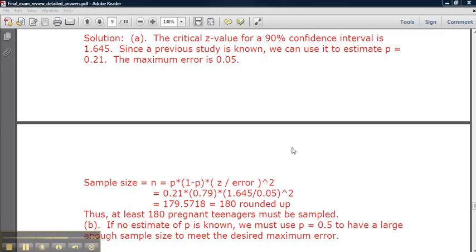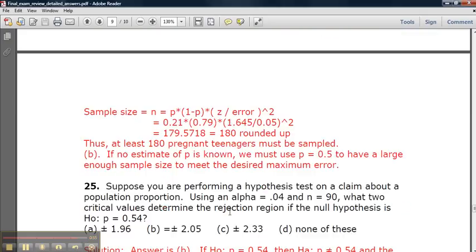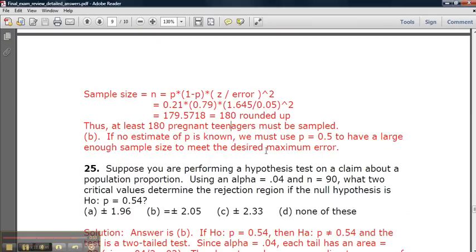Again for this one, you're just going to use that formula for sample size determination, but this is for a proportion. And here's your formula: p times 1 minus p times z sub c, divided by the error, and then you square all that. So again, they gave you a value, so you have to use that one. Remember, if they don't give you a value for your proportion, you always use 0.5. I believe that's it.